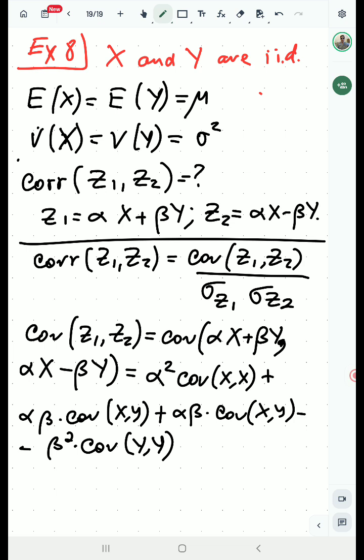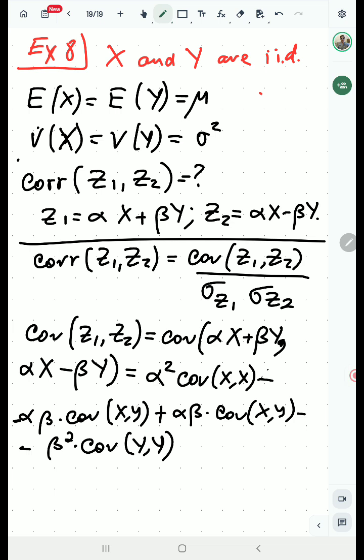Okay, great. Now, what do we see here? Alpha square covariance of x with x, alpha beta. Actually, here it should be a negative sign, right? It should be negative, minus, because beta y has a negative sign in front. And then plus beta y alpha x, and minus beta square covariance of y with itself.